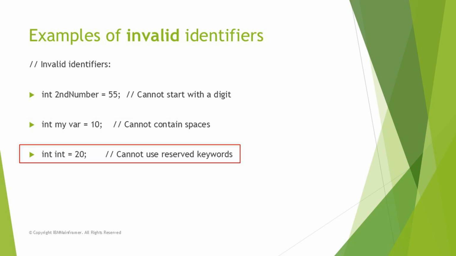The third one, int equal to 20. Hope you got it, right? The int is a reserved keyword, so you cannot use it as a variable name. So this one is also invalid. I just showed you a few examples for your better understanding of what an invalid variable name is. Hope you are clear about the Java variable rules. Once you start practicing, you will remember all these rules.